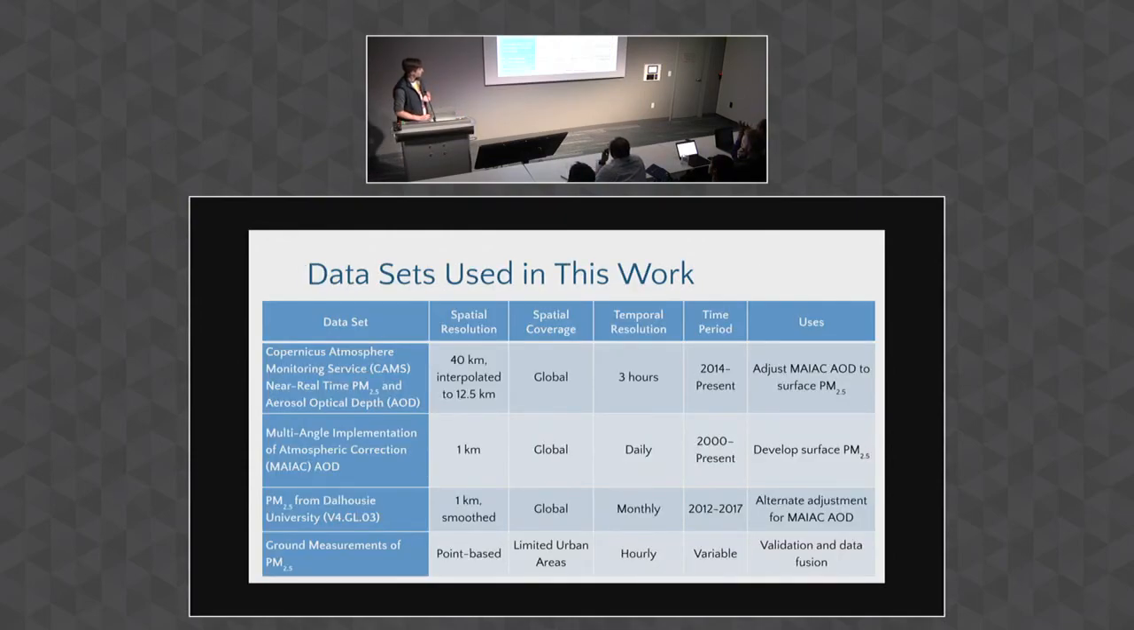So we use a few data sets in this work. I won't belabor what we have here, but essentially what we needed to use to be able to produce these data sets are aerosol optical depth retrievals, and I'll talk a little bit more about those in a second, from MODIS, along with model data from the European Copernicus Atmosphere Monitoring Service, and then ground measurements of PM 2.5, along with a PM 2.5 data set from Dalhousie University, or formerly Dalhousie University.